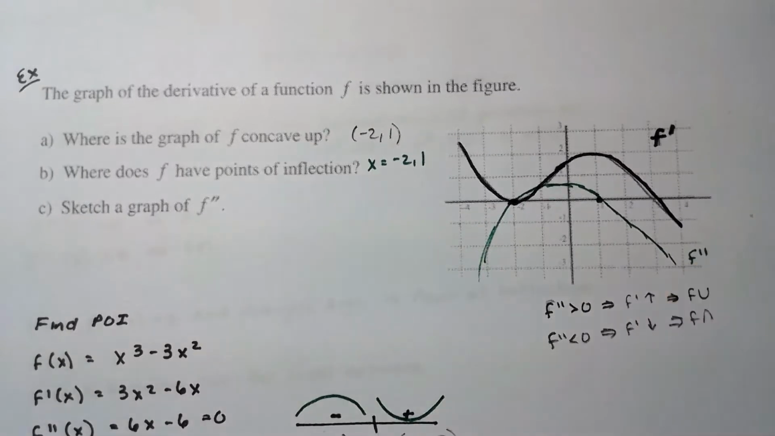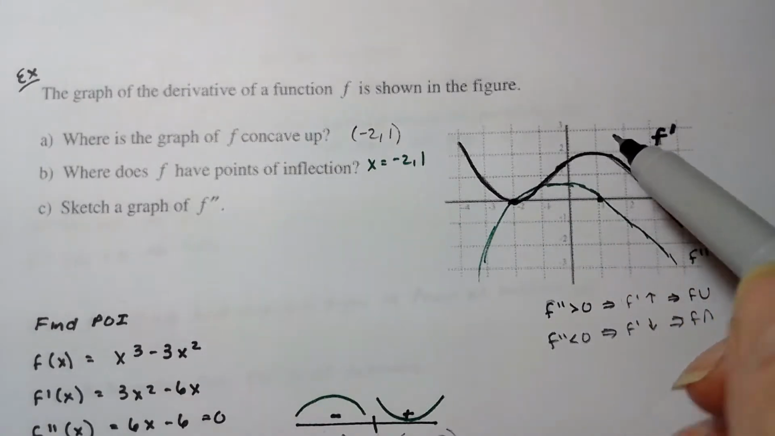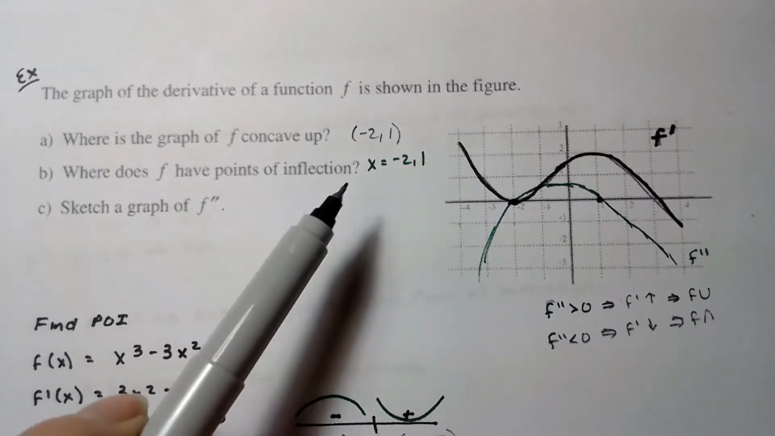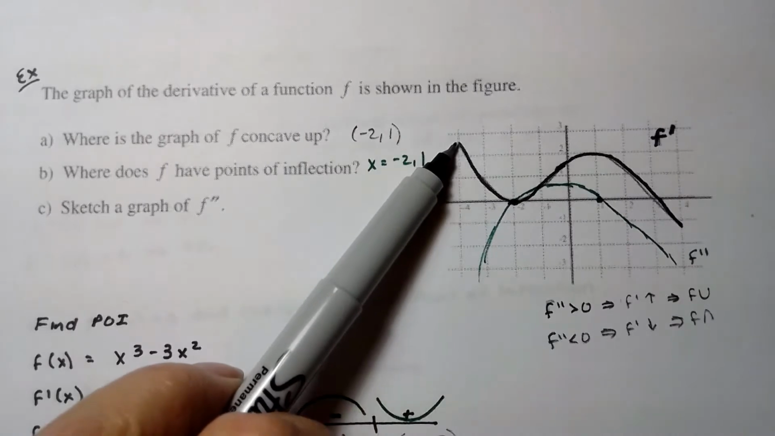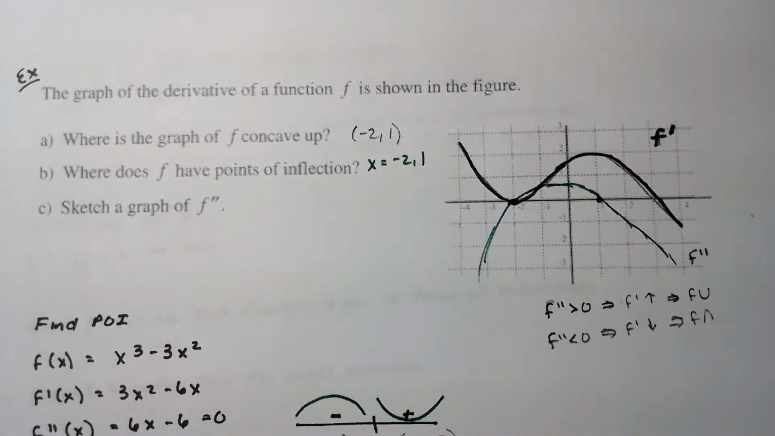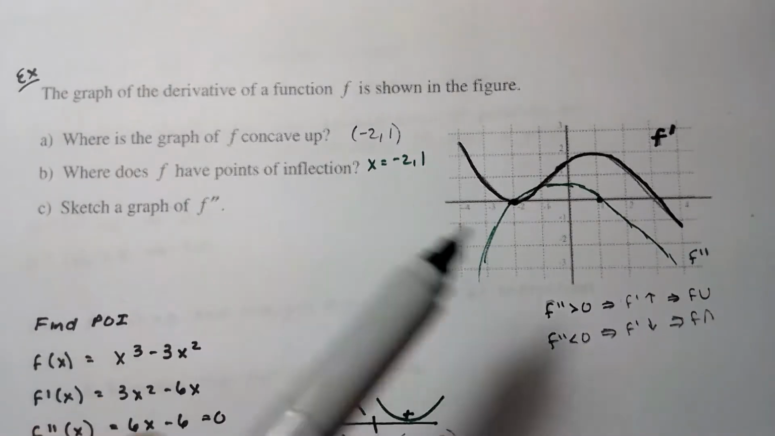So when we're talking about concave up, since this is the graph of the first derivative, I just need to see where the graph of f prime is increasing, and it's increasing between negative 2 and 1, and so that's where the graph of f would be concave up. Concave down, they don't ask that question here, but it would be negative 4 to negative 2, and from 1 to 4. Okay. Where does f have points of inflection?